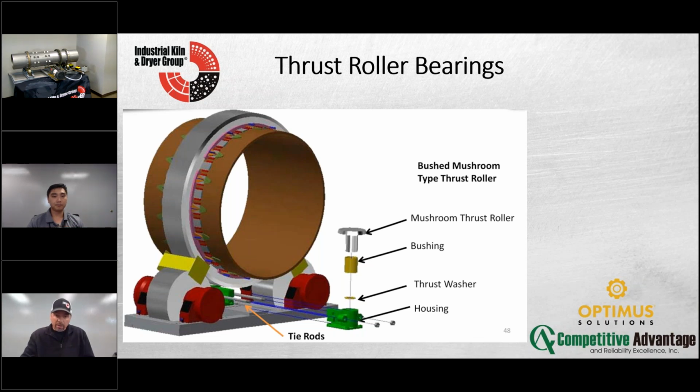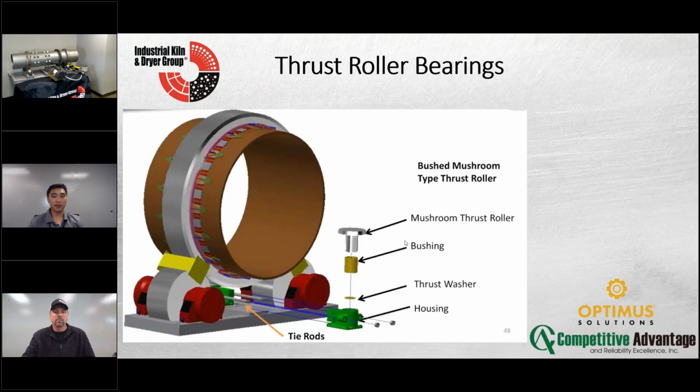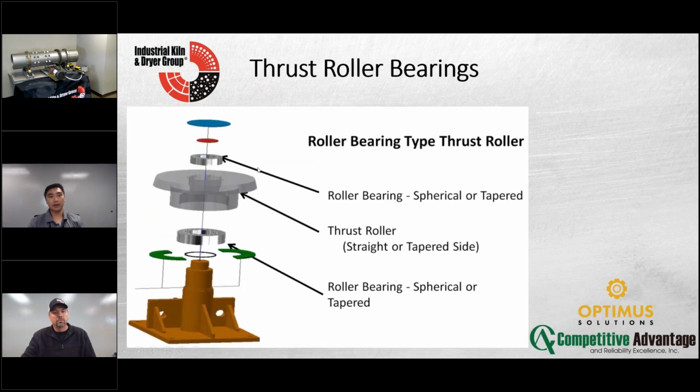Now, on this particular mushroom style, you normally see that on a tapered tire, because there's a certain angle that you want to meet. So if you wear it and you want a new thrust roller, it's important to know what the original angle is, or if it's changed, you've got to figure that out. This one has a roller bearing inside instead of a brass sleeve or a bushing.